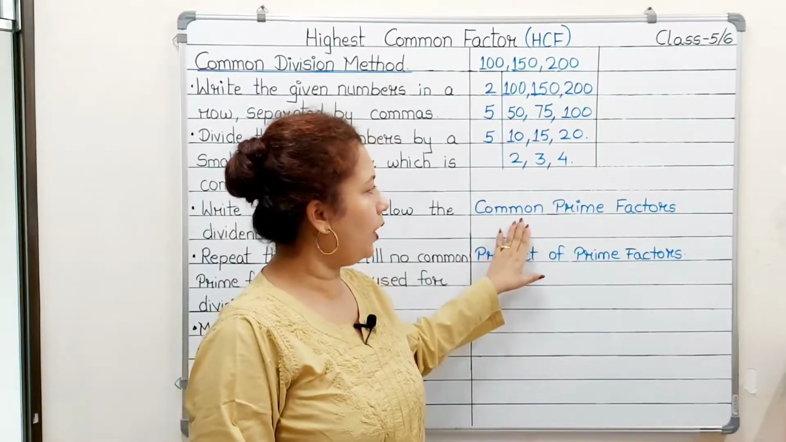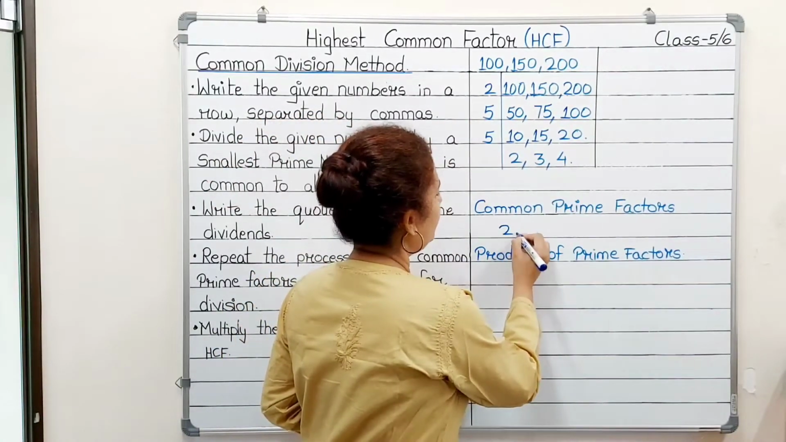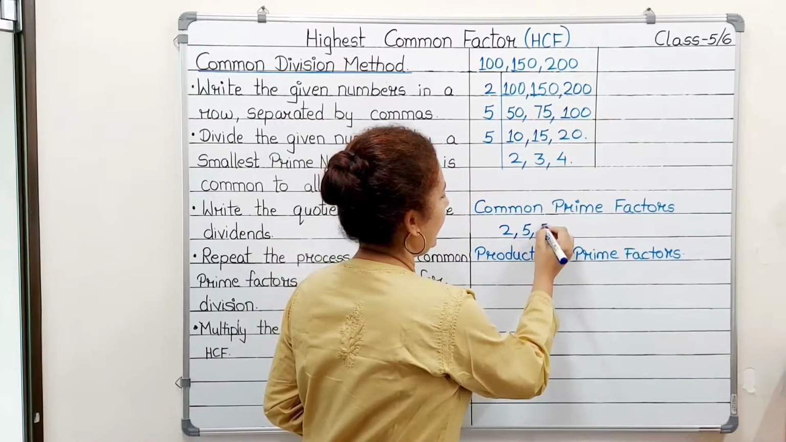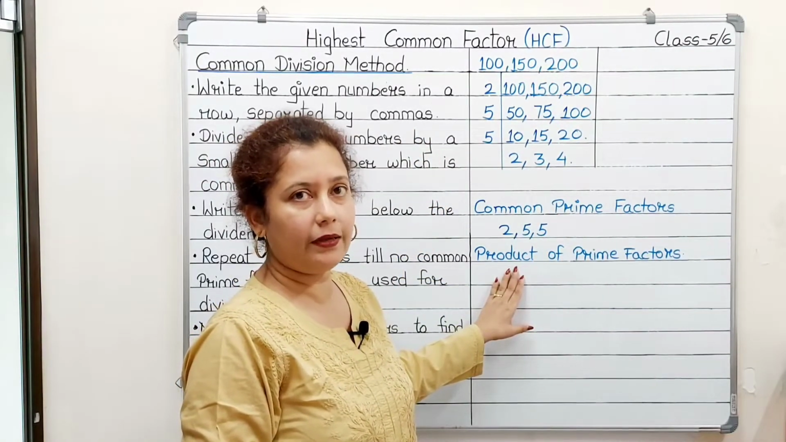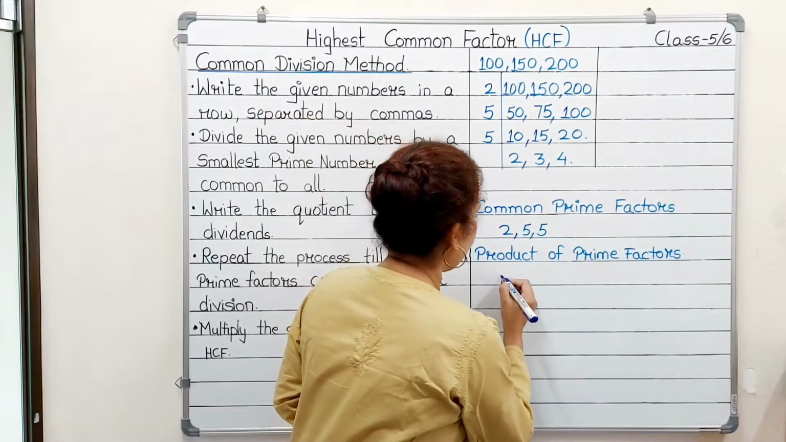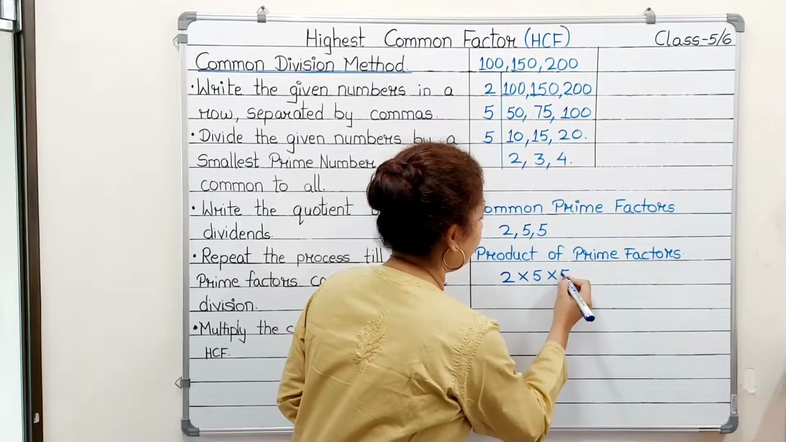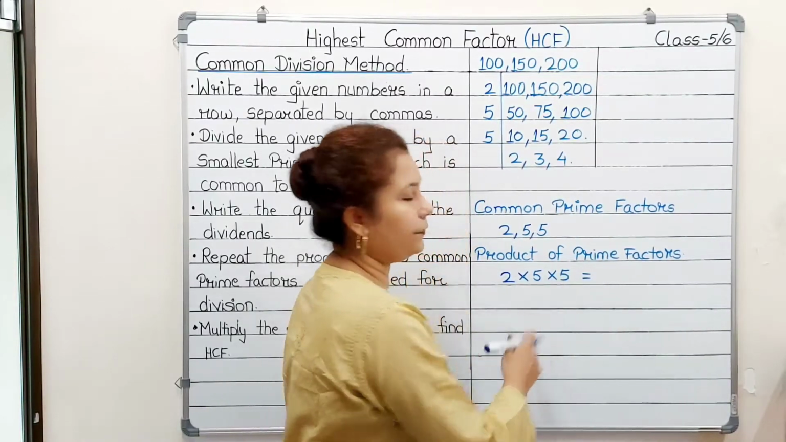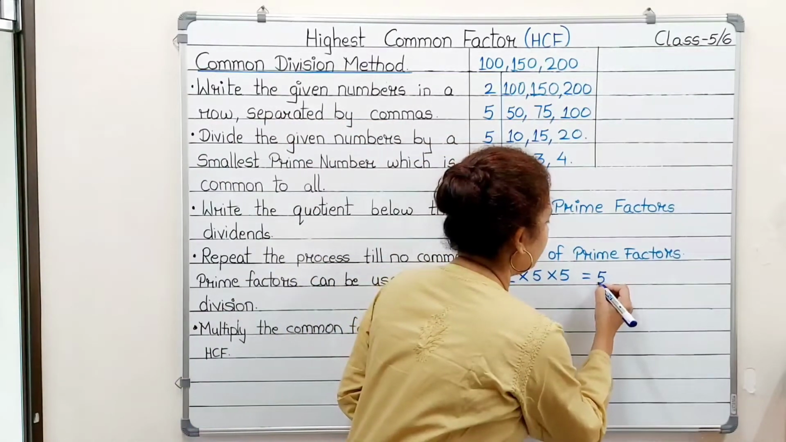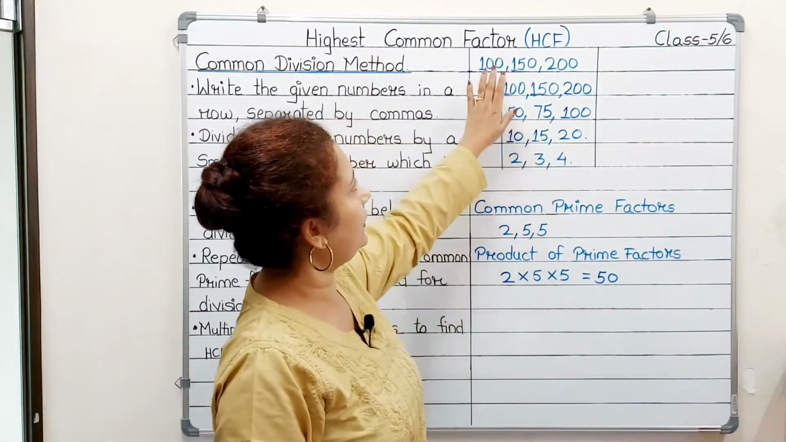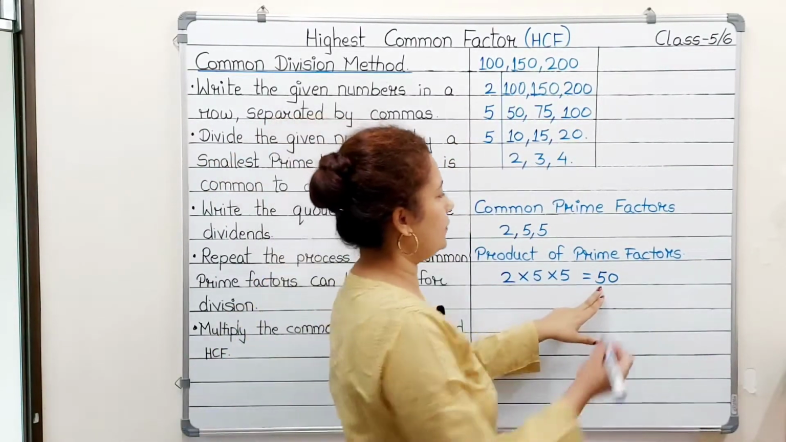Now we will write common prime factors. Common prime factors are 2, 5 and 5. Next step is product of prime factors. Product of prime factors is 2 into 5 into 5. That is 2 into 5 is 10. 10 into 5 is 50. So HCF of 100, 150 and 200 is 50.